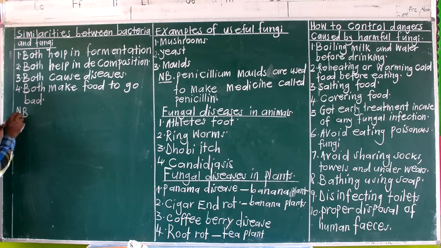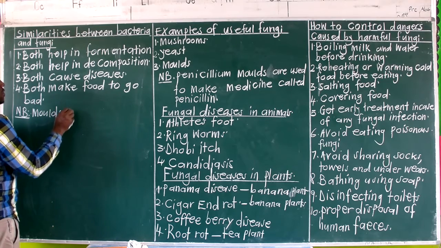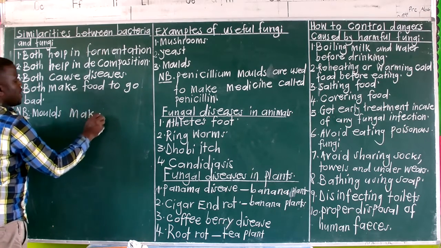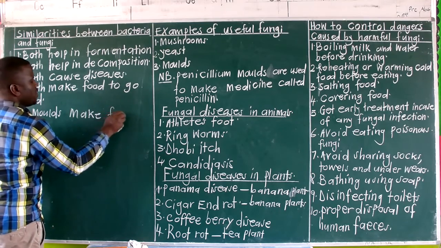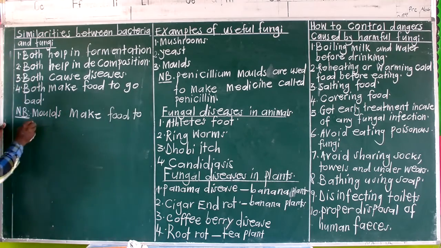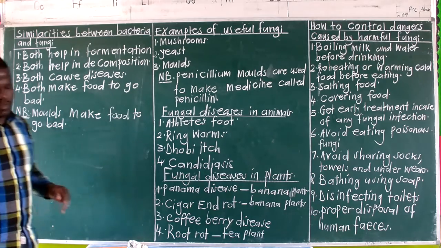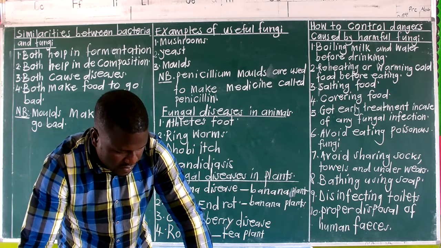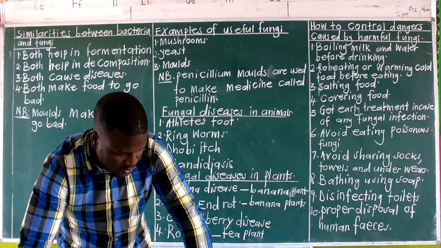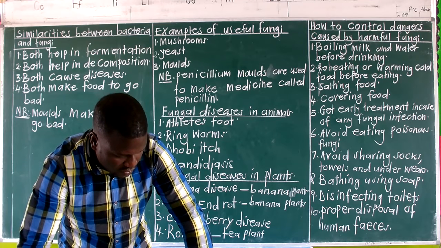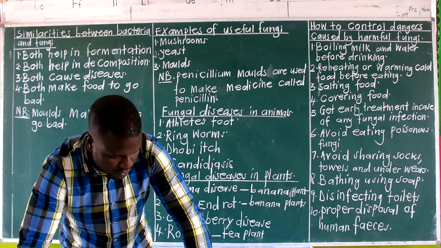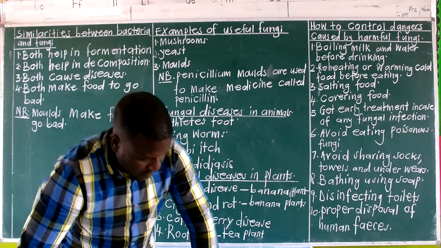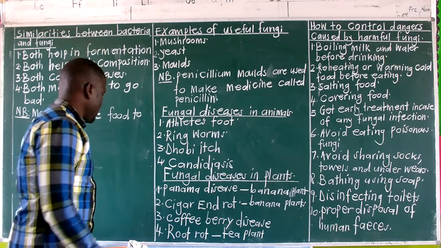And molds are the fungi that make food to go bad. So molds grow on food, and when they grow there, they make the food go bad. So there are similarities between bacteria and fungi. Both help in fermentation, both help in decomposition or rotting, both cause diseases, then lastly, both make food go bad. Then, how are bacteria different from fungi?